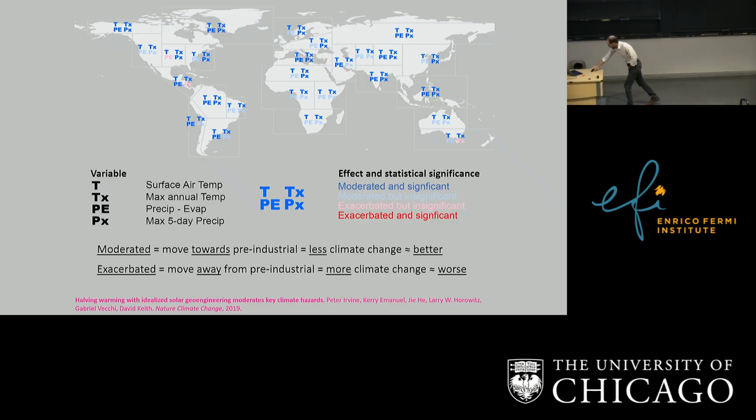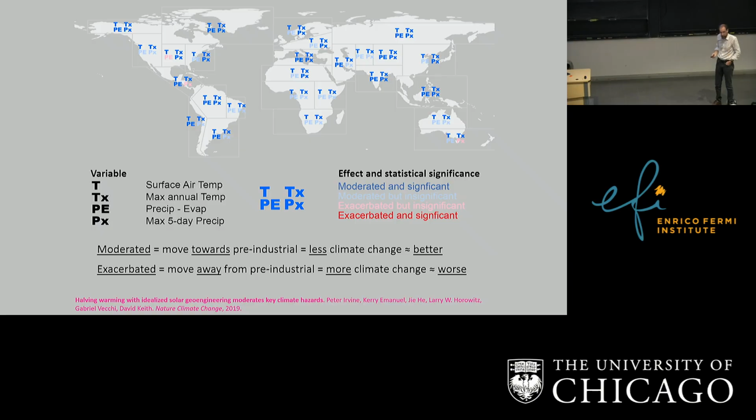We then used standard regions that the IPCC uses, outlined here, so we weren't cherry-picking. We did the statistics on each of those regions and color-coded the results. If it's blue, it means it's moderated, that is, moved back towards pre-industrial, so the sunlight reflection is reversing climate change in the way you want. If it's red, it has moved away from pre-industrial, so sunlight reflection is making things worse, or at least exacerbating climate change. And if it's a lighter color, it's not statistically significant. That's how we did this.